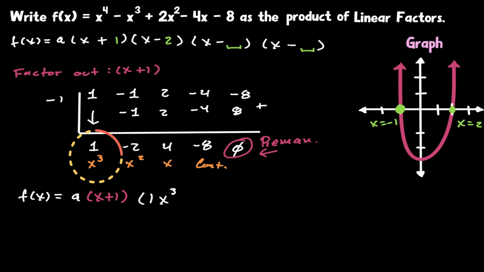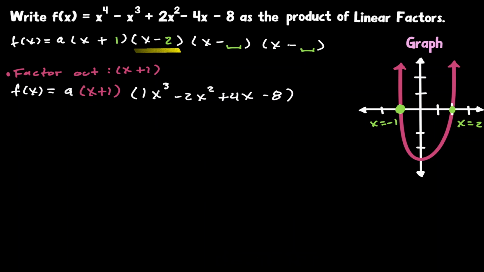1x to the 3rd, -2x squared, plus 4x minus 8. So now that we know what's the result when we factor out x plus 1, let's repeat the same process and see what happens when we factor out x minus 2. So let me give myself some space by erasing some of the work. So now let's see what happens when we factor out the expression of x minus 2.